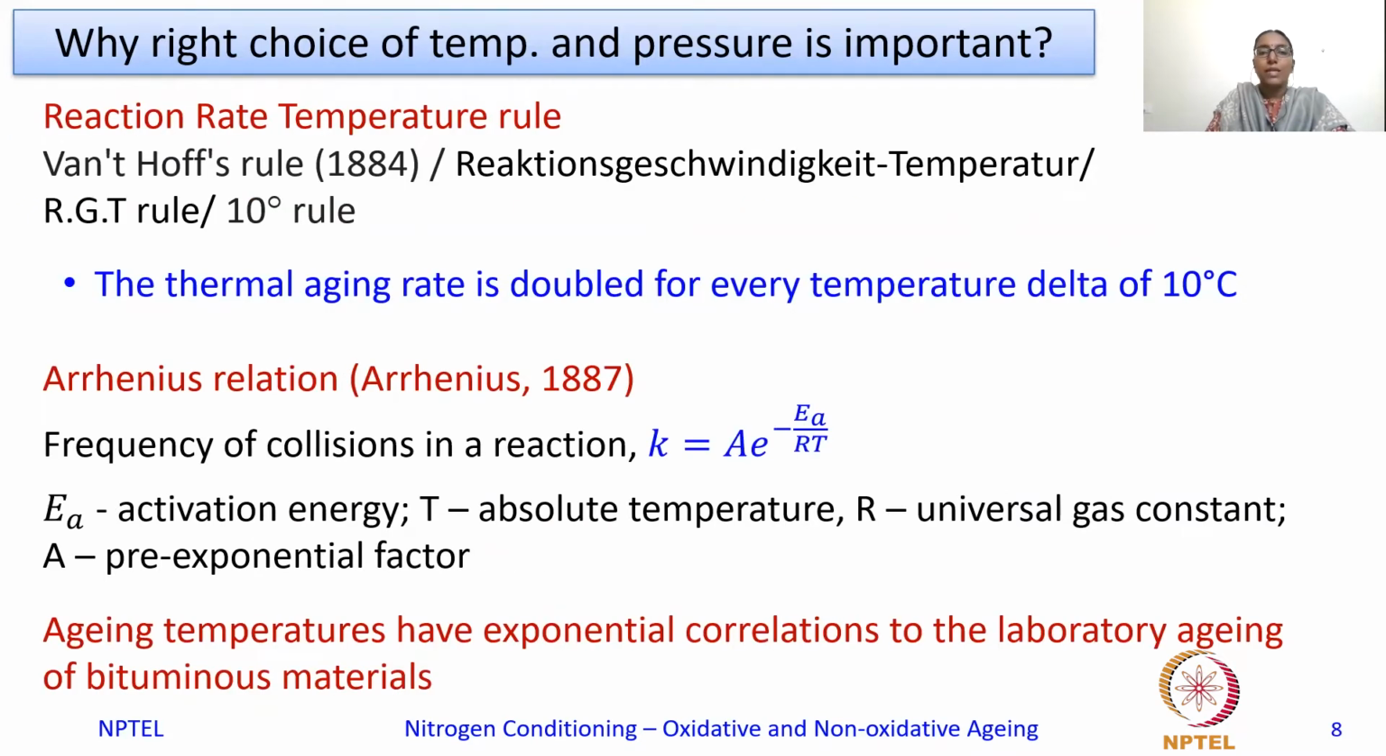The rate of reaction can be explained using the reaction rate temperature rule, called the RGT rule, or the 10-degree rule, which says that thermal aging is usually doubled for every temperature rise of 10 degrees Celsius. This is further explained using the Arrhenius relation, wherein the rate constant k of a reaction is given by the Arrhenius equation, k = A e^(-Ea/RT), where Ea is the activation energy, T is the absolute temperature, and R is the universal gas constant. From this we can see that the aging temperature will have an exponential effect on the laboratory aging of bituminous materials.